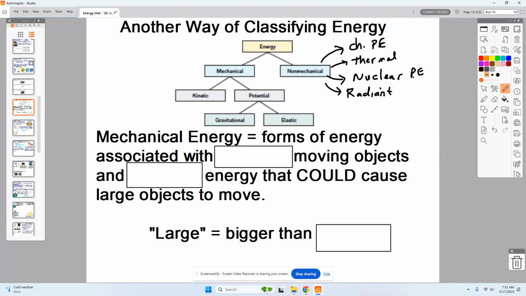What is mechanical? It has to do with energy associated with large moving objects. So objects that are large in size, things like basketballs, bowling balls, cars, things like that. Energy associated with large moving objects and stored energy that could cause large objects to move. So when we talk about mechanical energy, we're not talking about mechanics working in the garage. We're talking about the forms of energy that we're going to study today. Large moving objects or stored energy that could cause large objects to move.